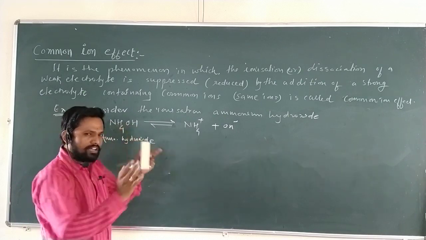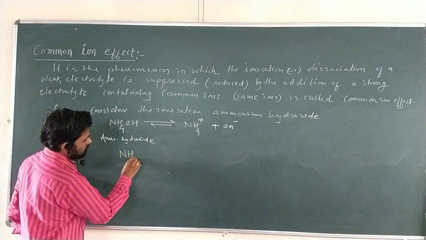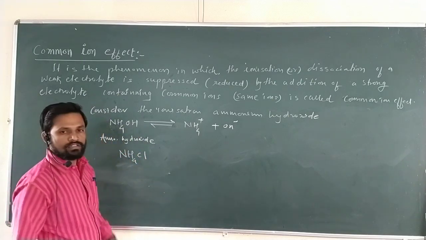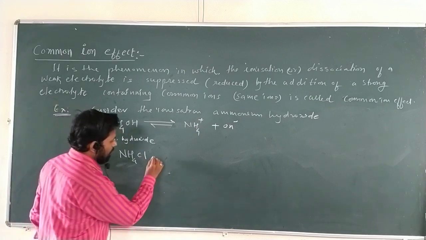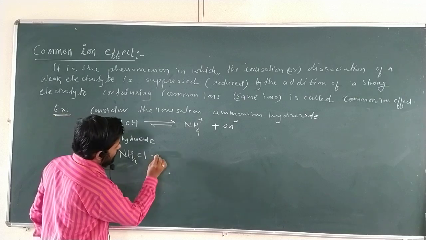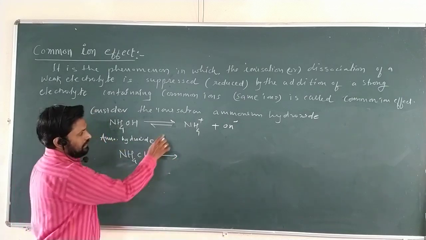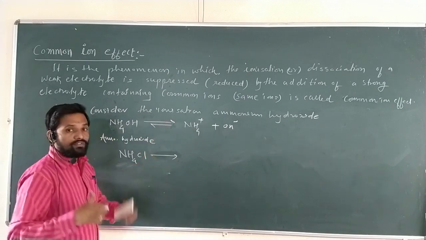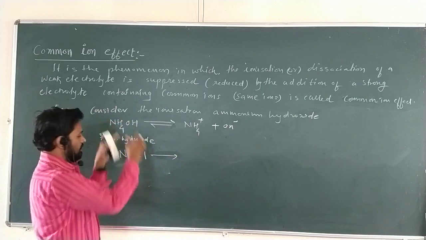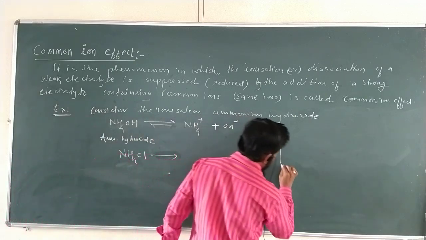Ammonium hydroxide chya common ions pahije. For example, if I take ammonium chloride, which is a salt of strong electrolyte. Now see, how is it dissociated? It is completely dissociated. Here I am writing the single arrow for complete dissociation. The double arrow is for the weak electrolyte, which means some ions are ionized and some are unionized. Ammonium chloride, if I add, for example, to a solution of ammonium hydroxide.